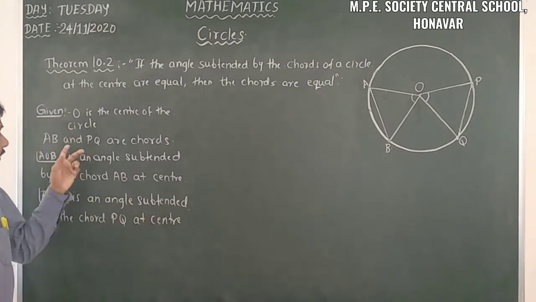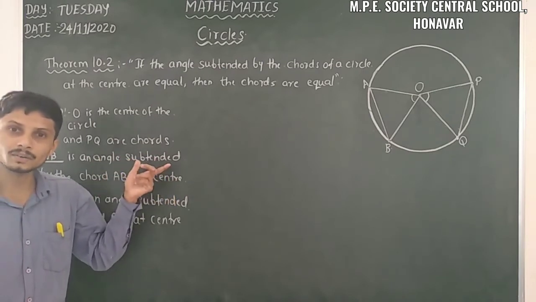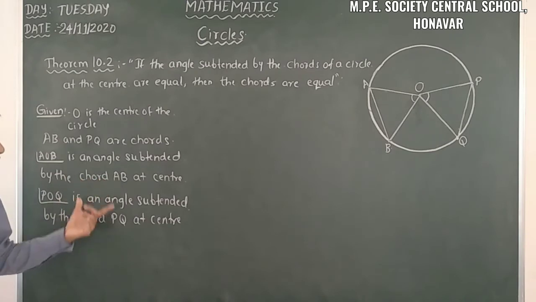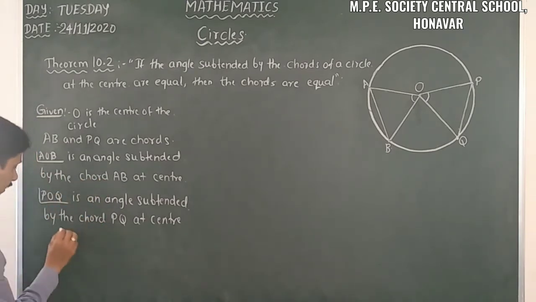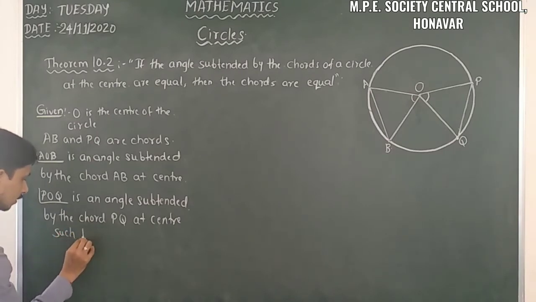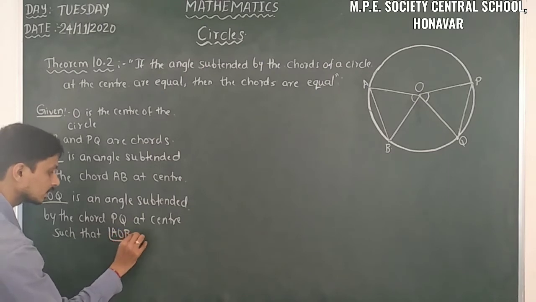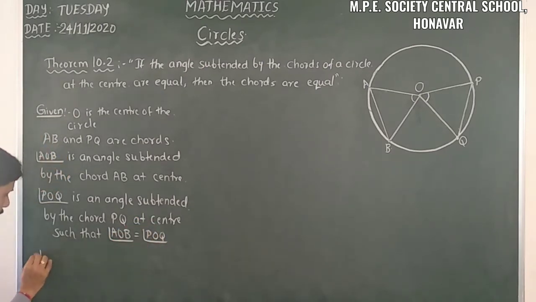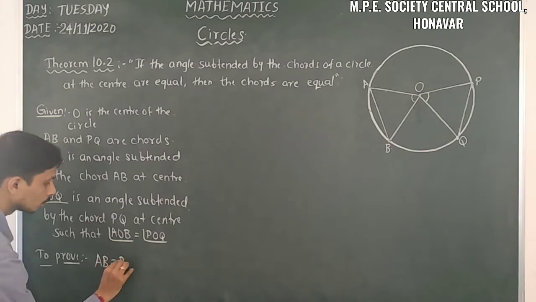In the previous case, it is given that AB and PQ are chords such that AB is equal to PQ. But here it is given that angle AOB is equal to angle POQ. It is given. Then what do we have to prove here? To prove that AB is equal to PQ.